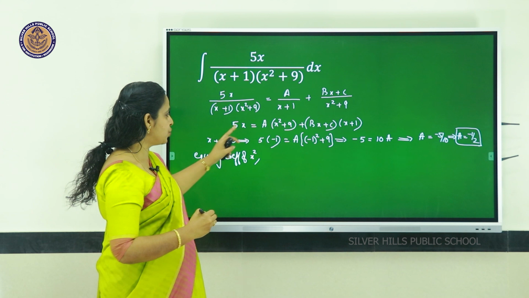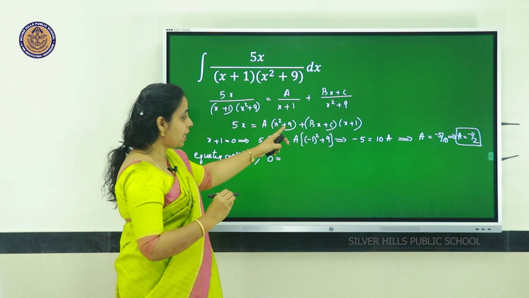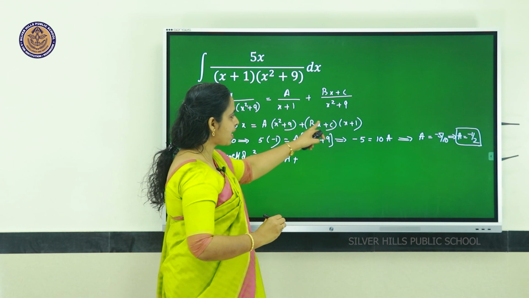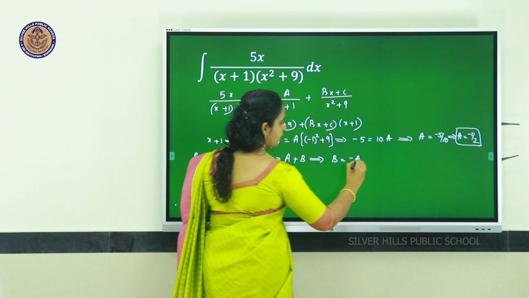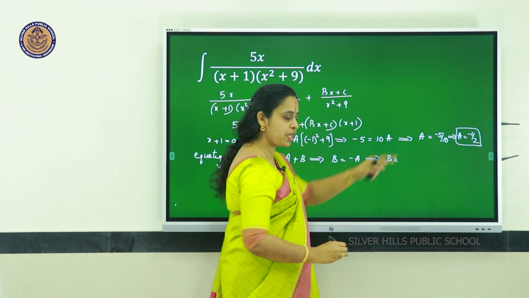0 equal to the coefficient on the right side: a into x square, so a will come, then bx into x, bx square, so b also will come. From here, b equal to minus a, that is b will be equal to minus minus 1 by 2, so positive 1 by 2.